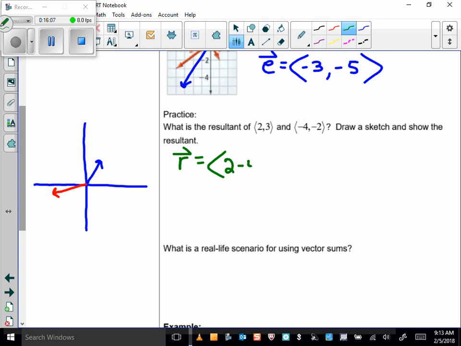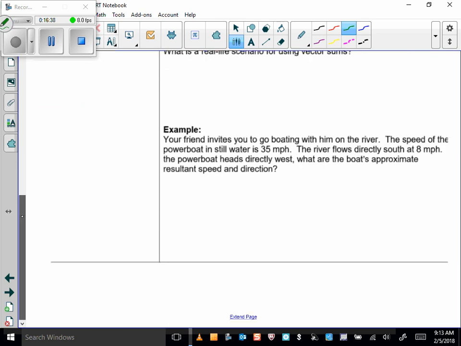2 plus -4, 3 plus -2. And that's going to be (-2, 1). And if I sketch that in, (-2, 1), there's going to be my resultant vector right there, the green one, (-2, 1). Okay, so it says, what is a real-life scenario for using vector sums? Well, I'm just going to show you in an example problem below.